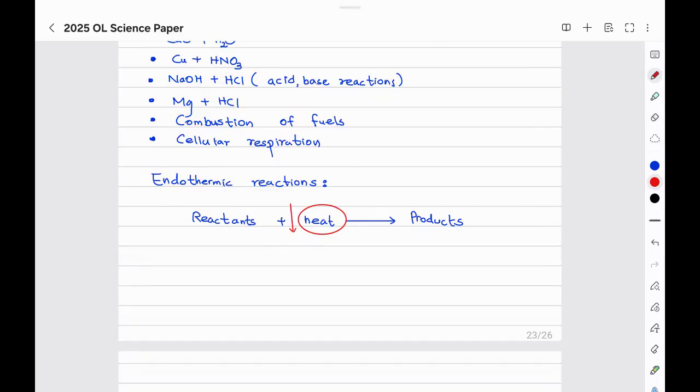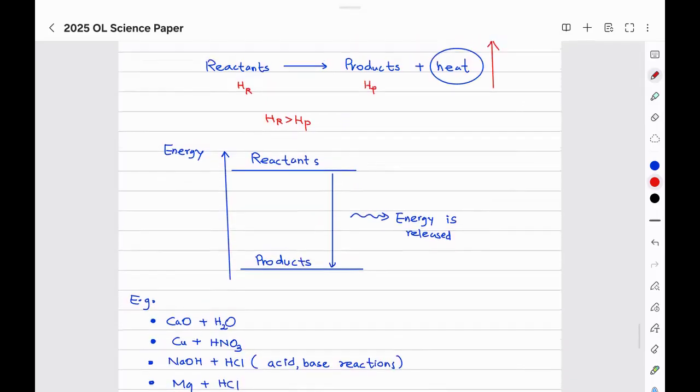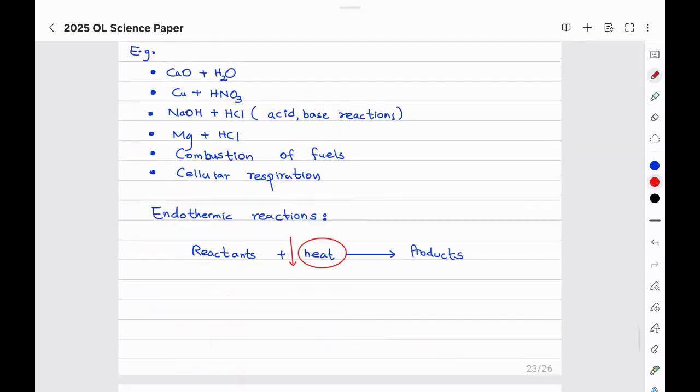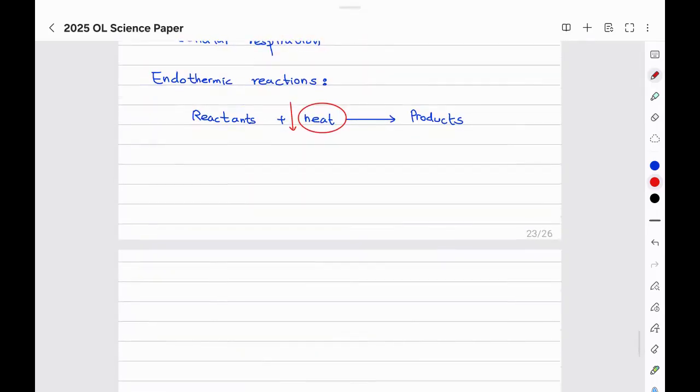Now I have a question for you. In exothermic reactions, I told you, since some of the reactants are converted to heat, the energy of the reactants is greater than the energy of the products. Then in endothermic reactions, what will happen? HR and HP: the energy of the products is greater than the energy of the reactants.